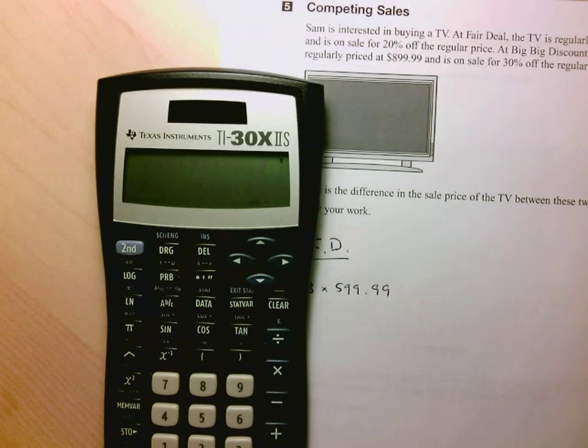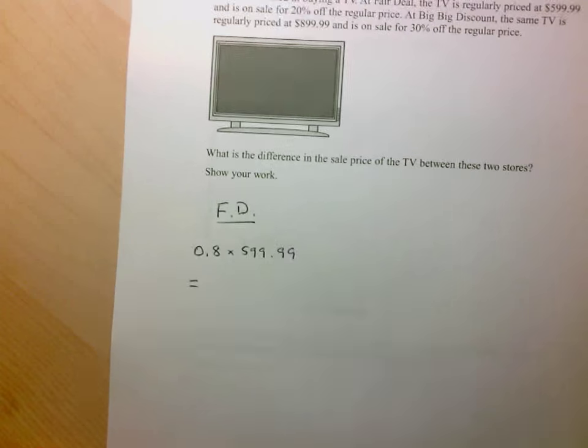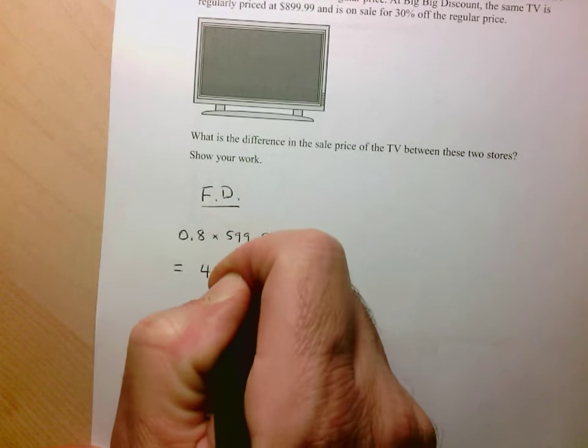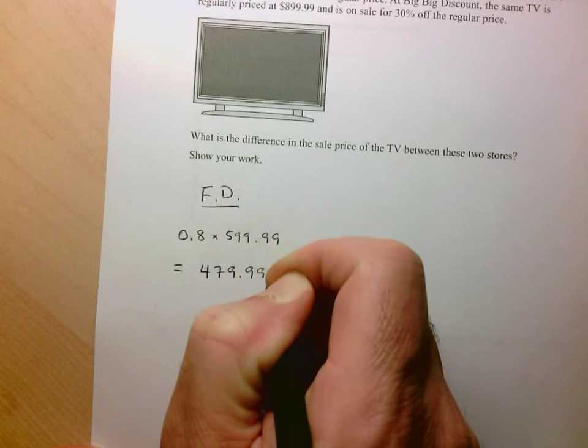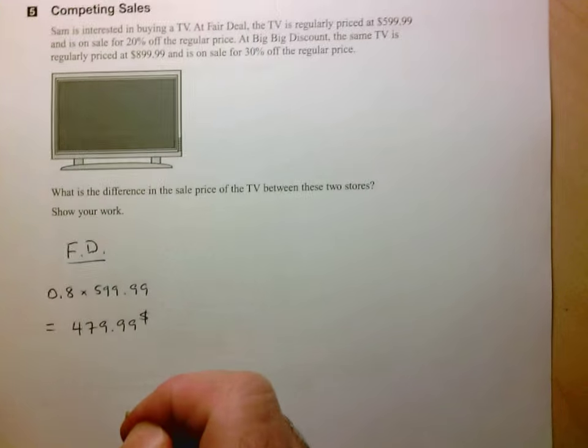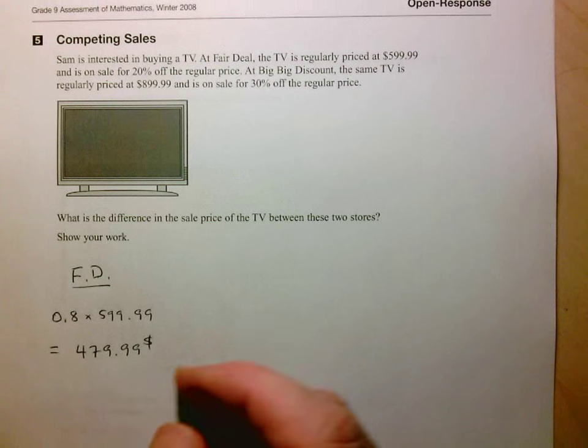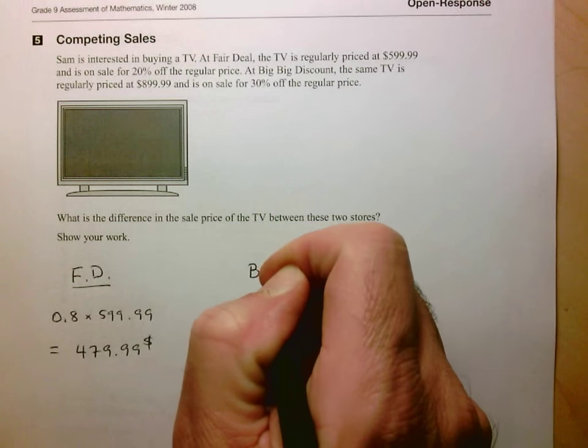So here, let's calculate 0.8 times $599.99. And we have $479.99. So the price here is $479.99. That's the sale price. And now let's do the same thing for the other place. So Big Discount, so BD.